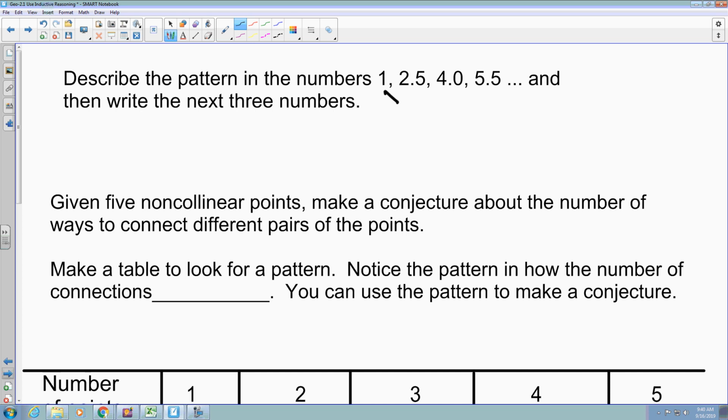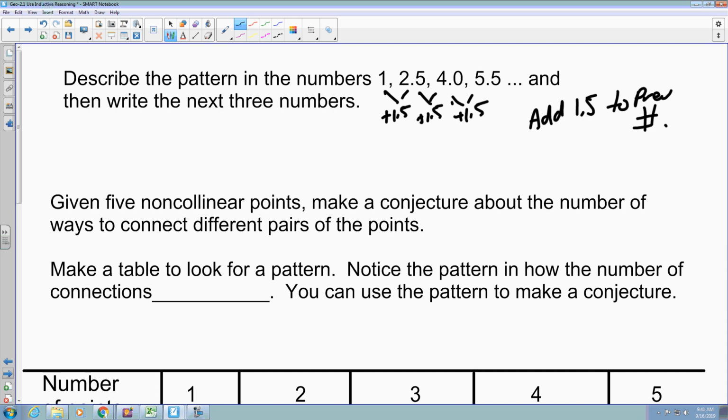So I want to see if I have to add 1.5 to each one of the numbers in order to get the pattern correct. If I took 2.5 and added 1.5, do I get 4? And the answer is yes, I do. And then hopefully, if I add 1.5 again to 4, I should get 5.5, which I do. So that means my conjecture here is I'm just going to add 1.5 to the previous number.